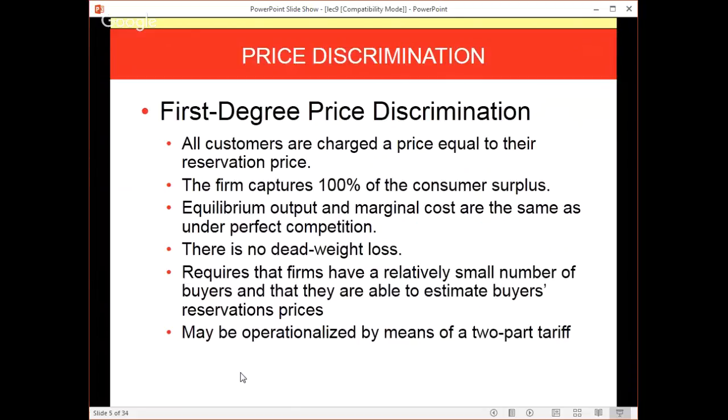So the equilibrium output and the marginal cost are the same under perfect competition. We go all the way until price equals marginal cost. And we get rid of the deadweight loss in the monopoly. But all the consumer surplus is transferred to the producer. It requires a firm have a reliable small number of buyers, and they're able to estimate the buyer reservation price. And it can be operationalized, as we'll see later, with the 2-part tariff.